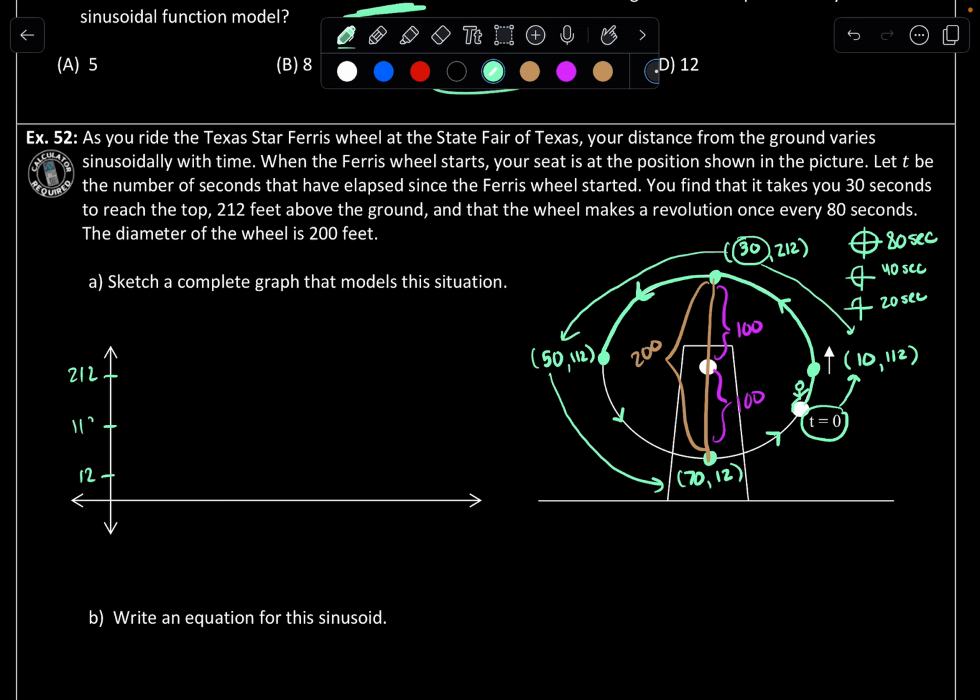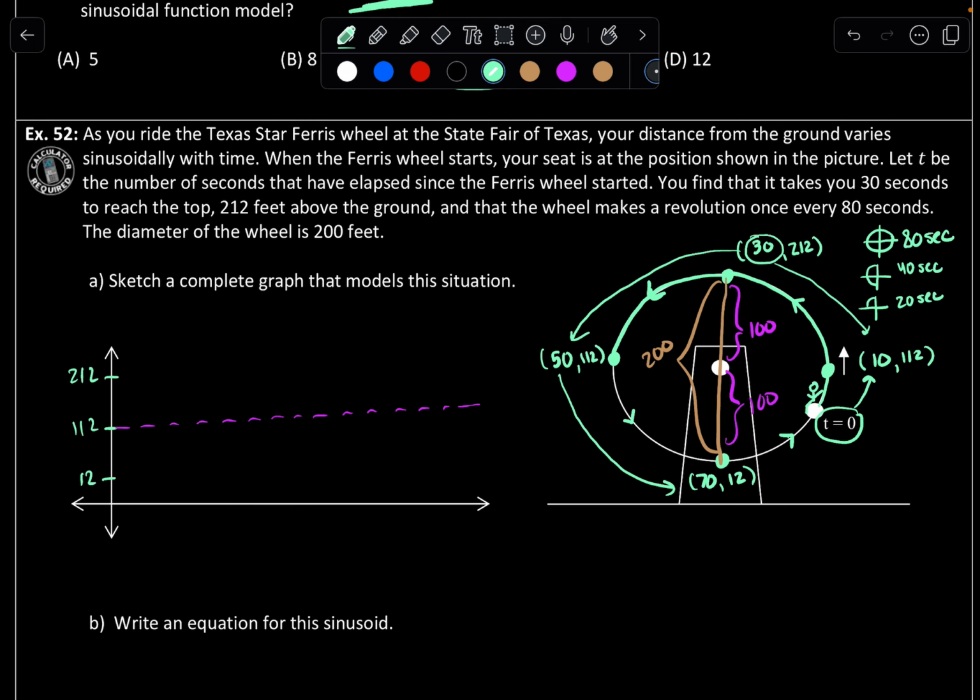And then our midline is at 112. I'll go ahead and sketch that midline in, just like we did for our other sketches when we wrote equations. All right, in our inputs, we're going to be at 10, 30, 50, 70, and we need 5 key points. Think back to your parent functions. We always have 5 key points. In order to sketch a full cycle, you need 5 key points.